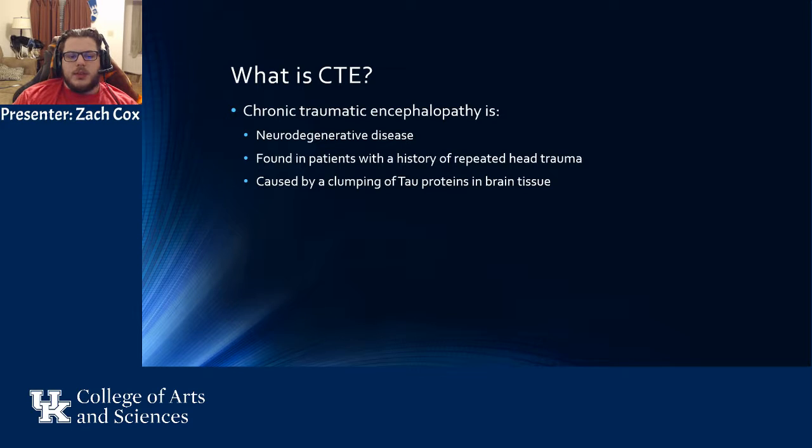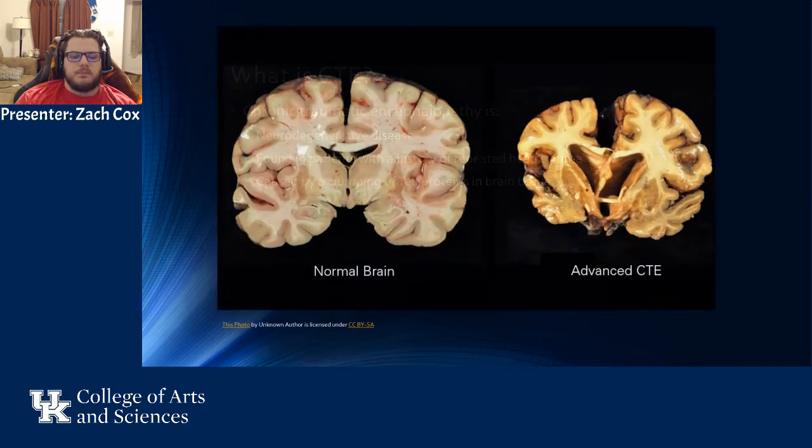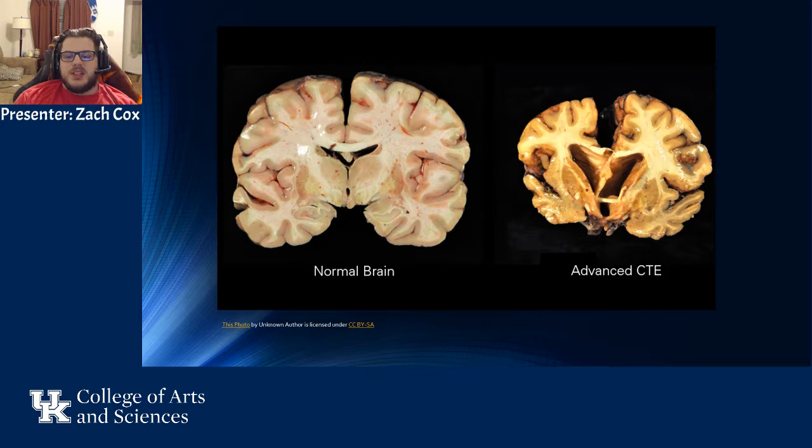So what is CTE? CTE stands for chronic traumatic encephalopathy, and in this presentation it's going to be referred to as CTE. Now what is it? It is a neurodegenerative disease. It is only found in patients with a history of repeated head trauma caused by a clumping of a protein called tau that is bound to microtubules and is important for transmitting signals, transporting different types of organelles and proteins and cellular components to and from the soma and the presynapse of the neuron.